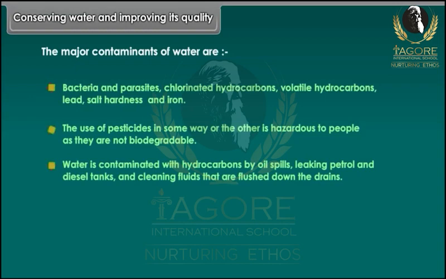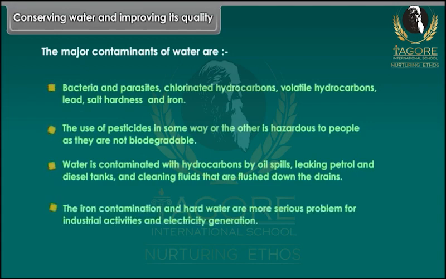Water is contaminated with hydrocarbons by oil spills, leaking petrol and diesel tanks, and cleaning fluids that are flushed down the drains. Iron contamination and hard water are more serious problems for industrial activities and electricity generation.